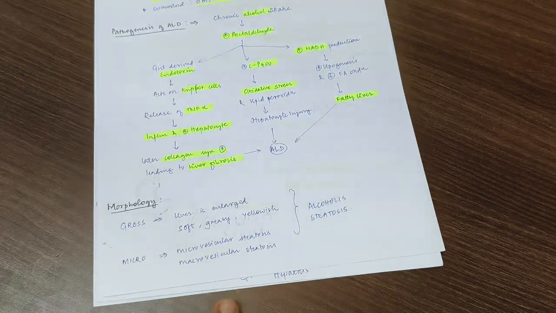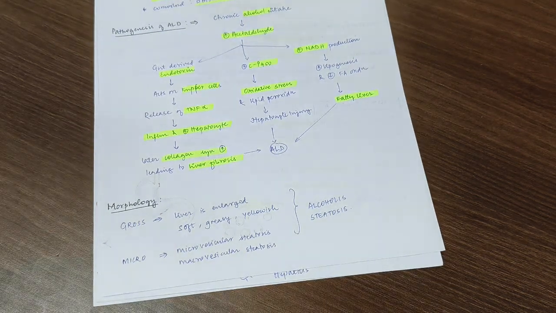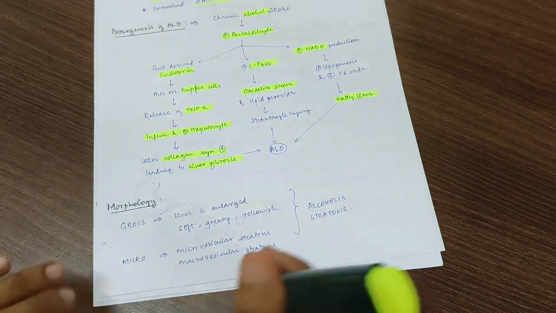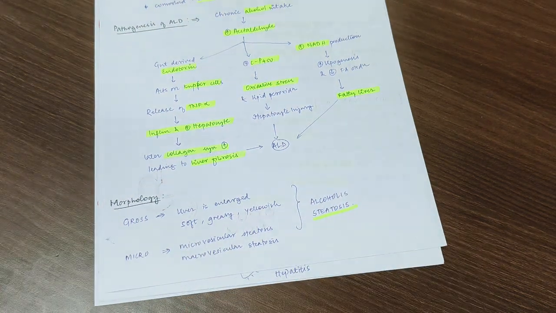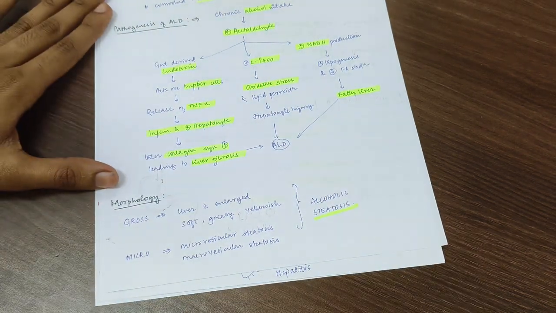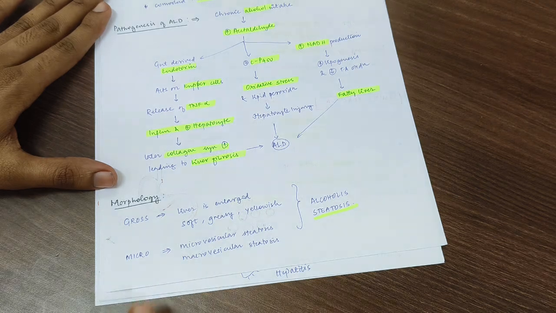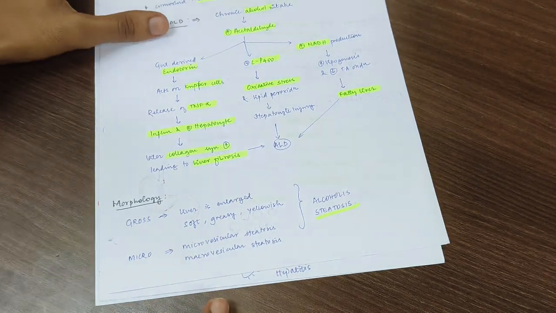Morphology: what is the morphology? Gross: the liver looks enlarged, soft, greasy and yellowish in case of steatosis. Microscopically you are going to see microvesicular steatosis and macrovesicular steatosis, that is fatty change.